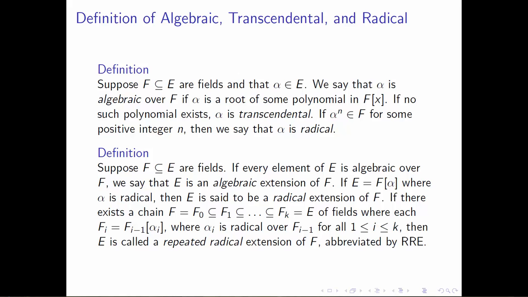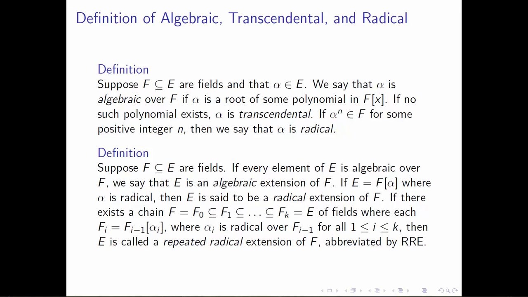If every single element of the larger field is algebraic over the smaller field, then we will say that the larger field is an algebraic extension of the ground field. Now, next, let's suppose that the field E is actually F adjoined alpha, where alpha is a radical element. Then we say that E is a radical extension of F.